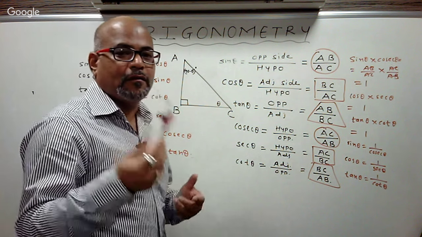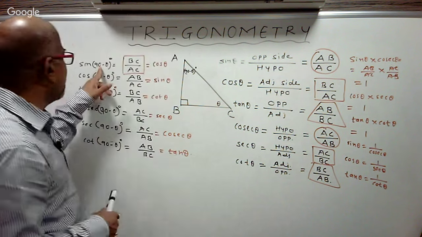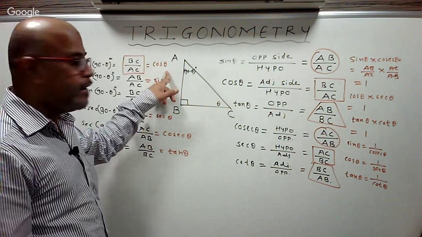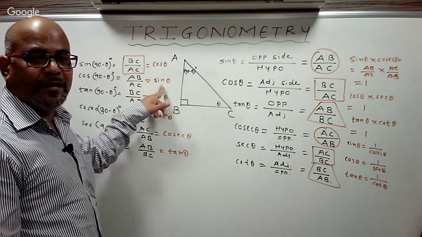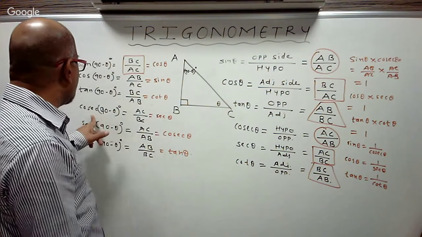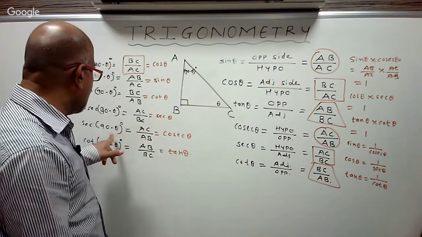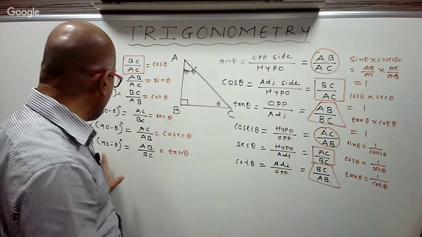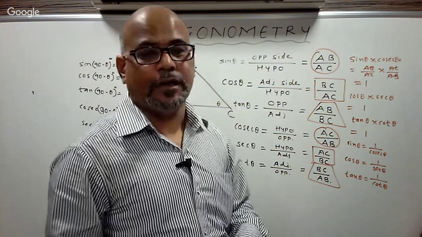We get some more formulas here. Sin 90 minus theta equals cos theta. Cos 90 minus theta equals sin theta. Tan 90 minus theta equals cot theta. Cosec 90 minus theta equals sec theta. Sec 90 minus theta equals cosec theta, and cot 90 minus theta equals tan theta.